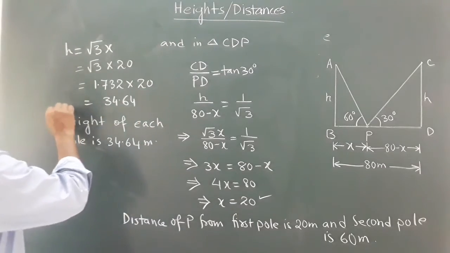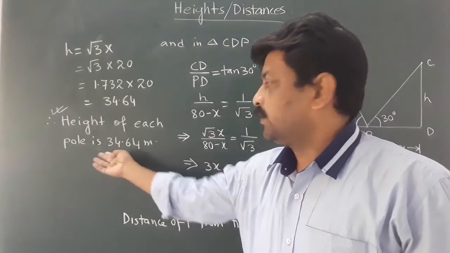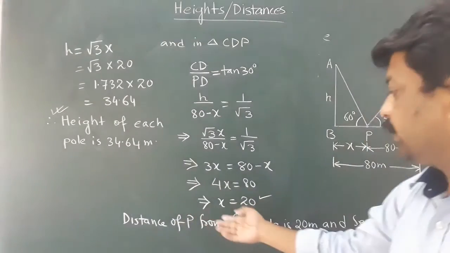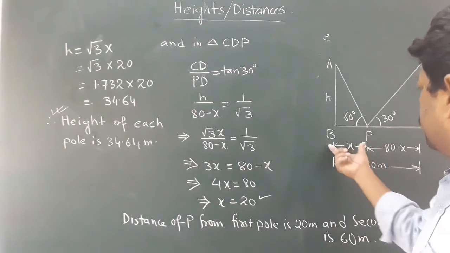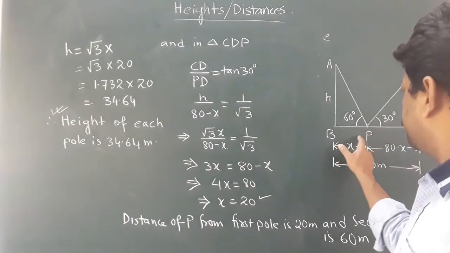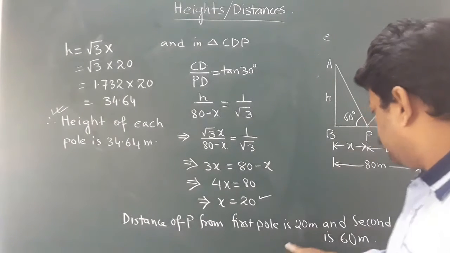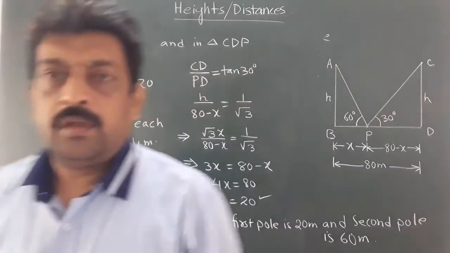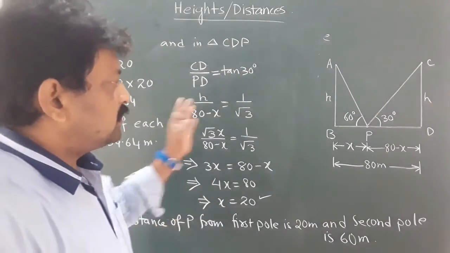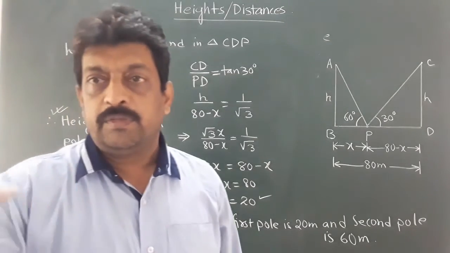So we have got two answers. We have got the height of each pole, that is 34.64 meter, and we have got the distance of the point P from each pole. So from the first pole, the distance of point P is 20 meter, and from the second pole it is 60 meter. So hope you have understood. This sum was a simple type of sum. Let me give you one more, a bit standard.